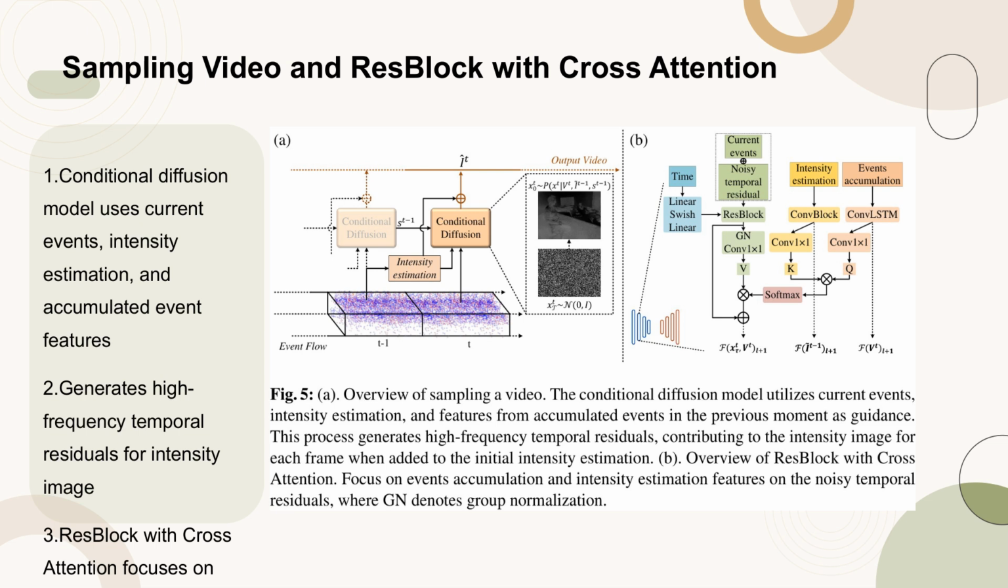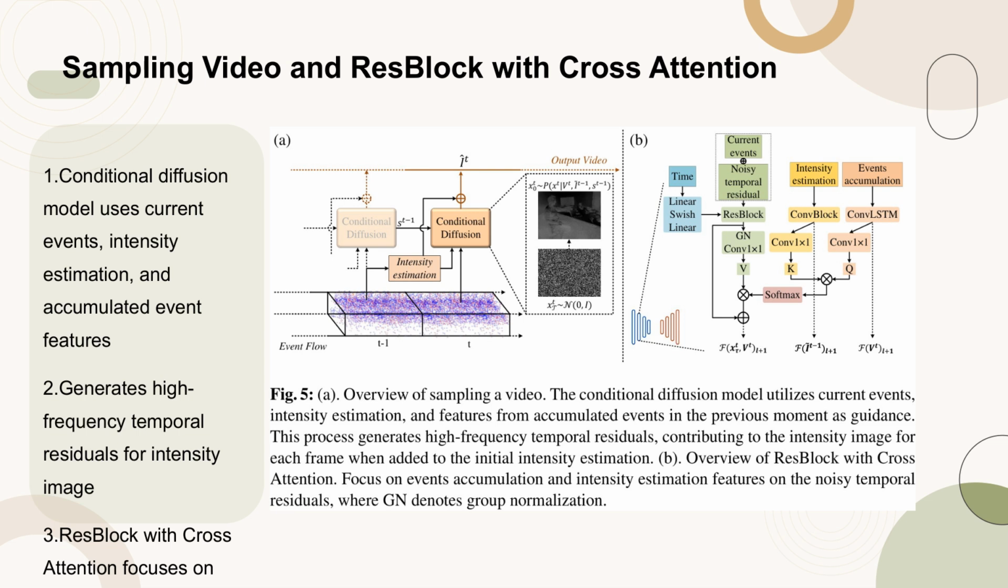Part B details the architecture of the res block with cross-attention, which emphasizes the integration of events accumulation and intensity estimation features on noisy temporal residuals, facilitated by group normalization, GN. This dual focus ensures the model's ability to accurately predict and refine the intensity images, contributing to the overall quality of the generated video.